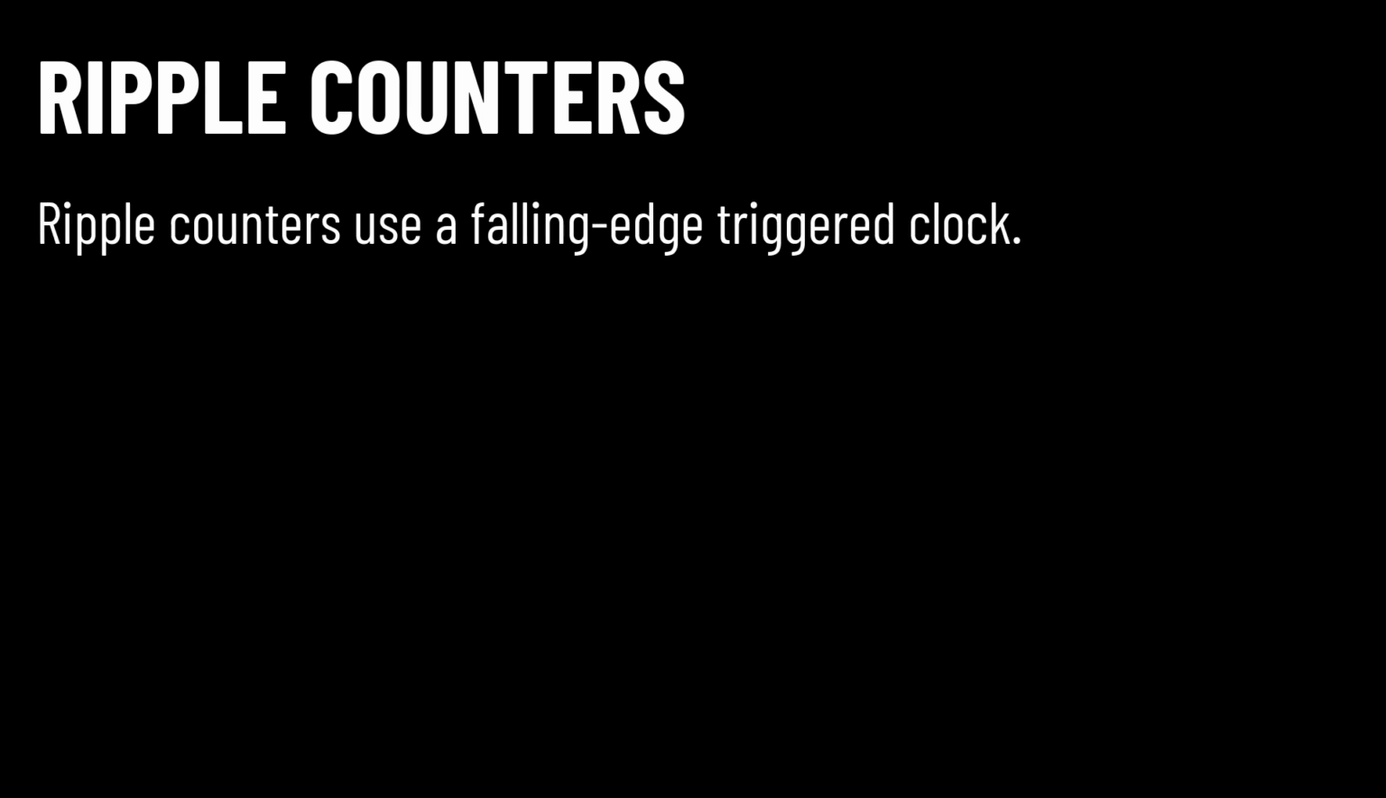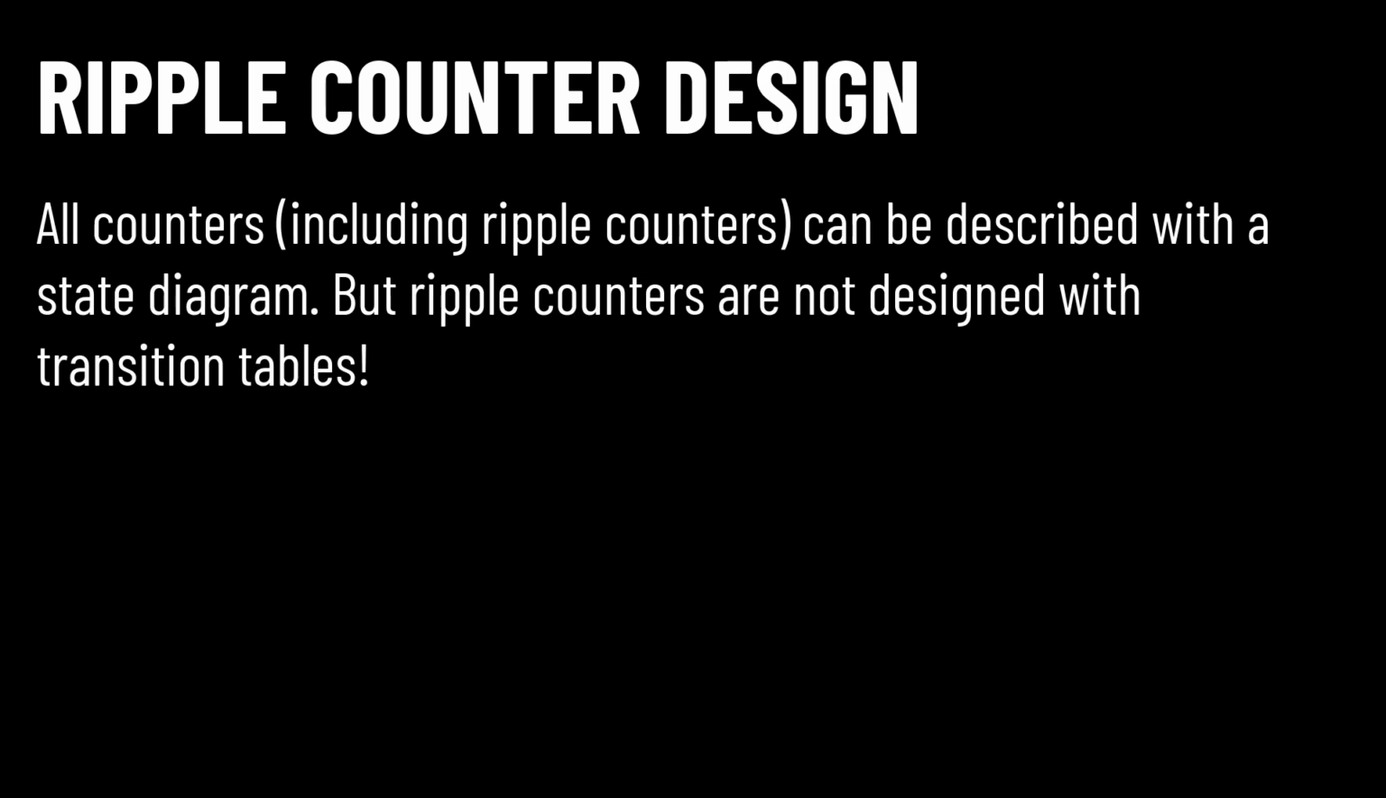A ripple counter also relies on a falling edge clock signal. If you're using a flip-flop chip with a rising edge trigger, you may need to use inverters to implement this. A ripple counter is also designed in a vastly different manner than a synchronous counter. While all counters can be described with a state diagram, a ripple counter does not use a transition table. The design of a ripple counter is as follows.